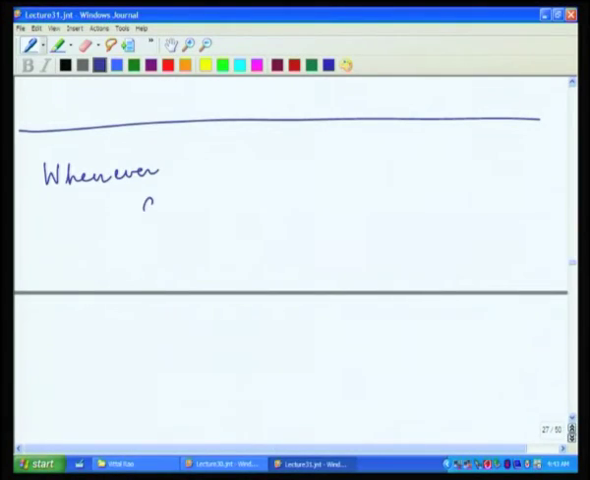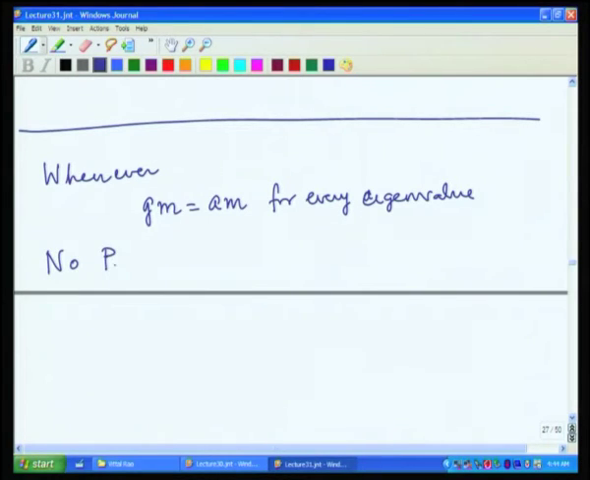But the moment we have a shortage of eigenvectors, that is, if the geometric multiplicity becomes smaller than the algebraic multiplicity, we have problems. So, whenever G m is equal to A m for every eigenvalue, no problem about diagonalizability. This is the main moral of our discussion.